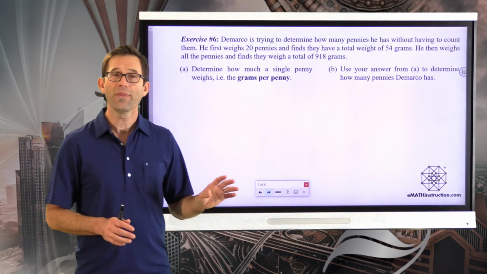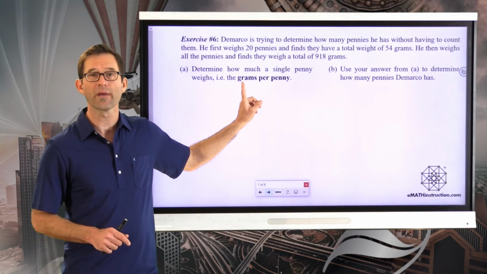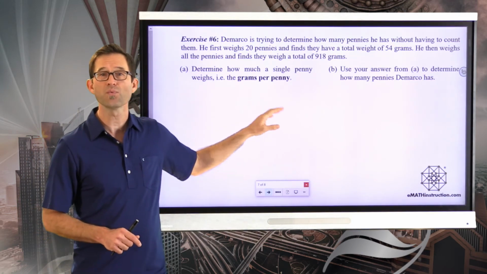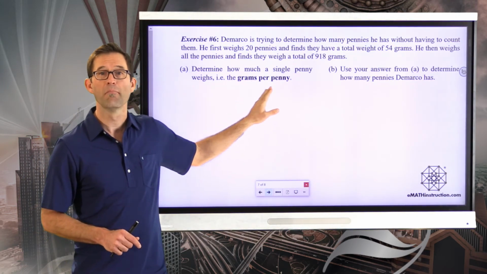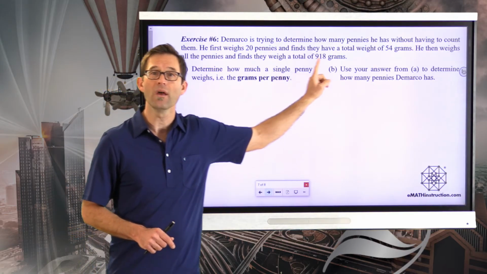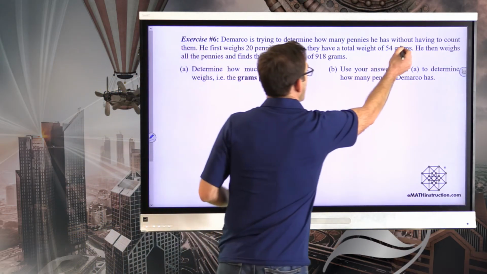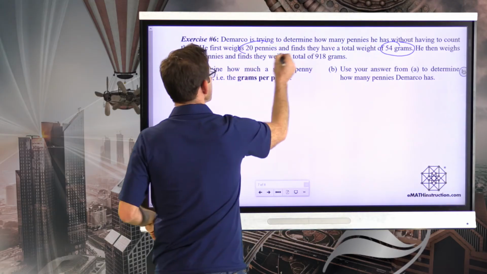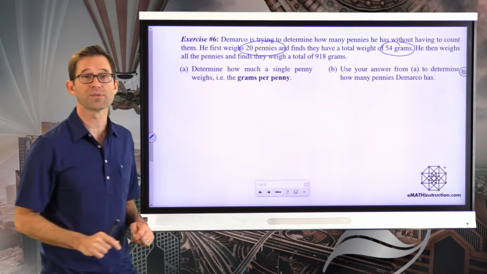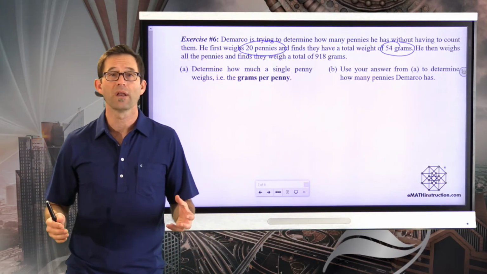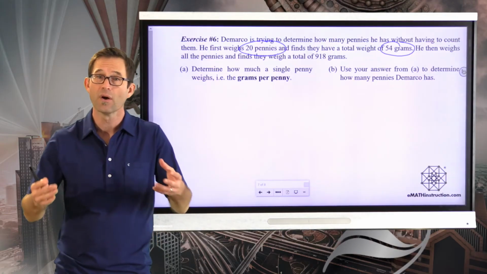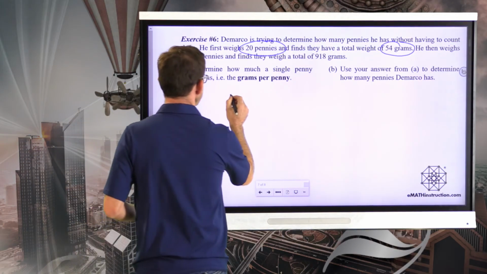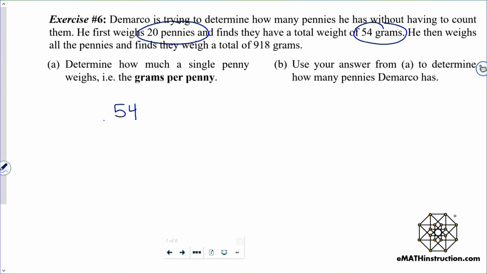All right, one thing that's nice about rates is if you see something like grams per penny, it means we want to divide the grams by the number of pennies. And what we know is that 20 pennies weighs 54 grams. So if we want to figure out how many grams a single penny weighs, we're going to take those 54 grams and divide by 20.